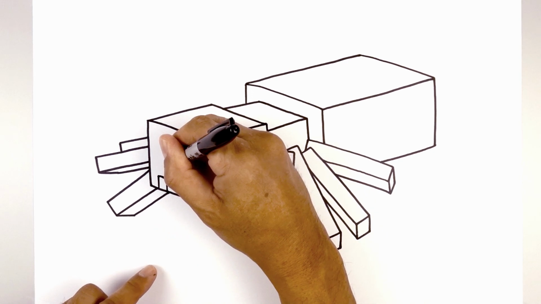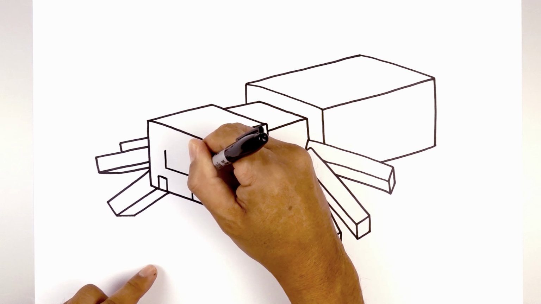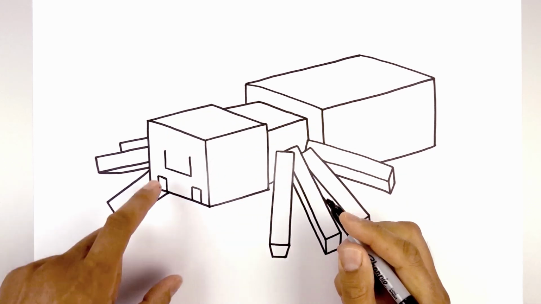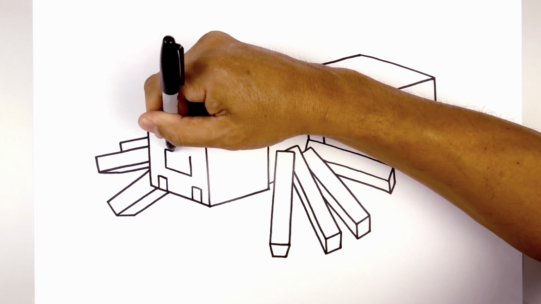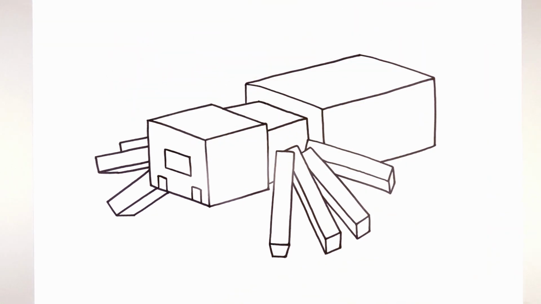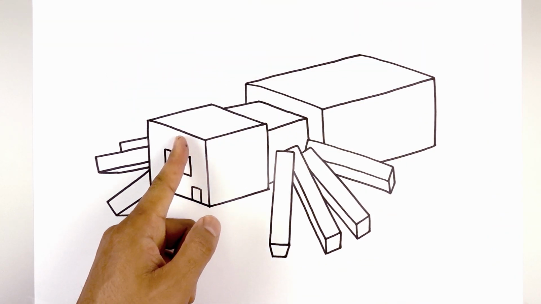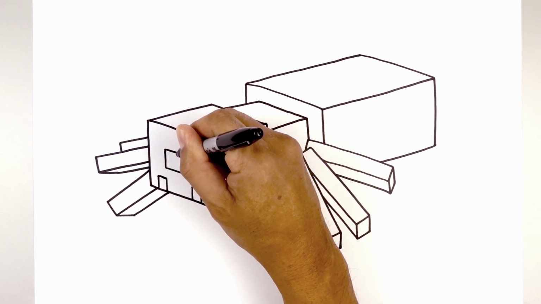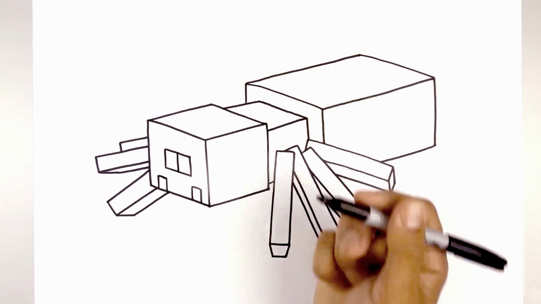Let's go straight up along the side. And then we'll close off the top with an angled line. Now we're going to split this right down the middle, starting at the top, and straight down towards the bottom.